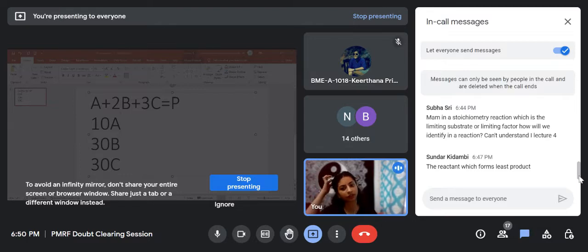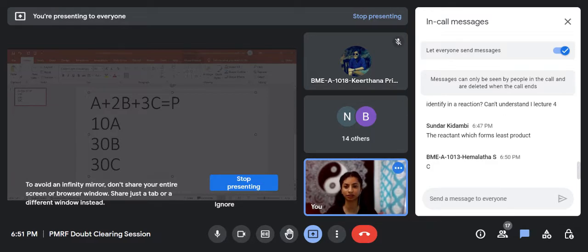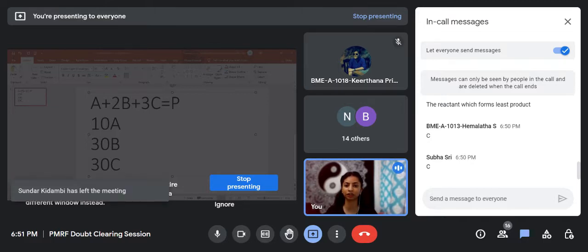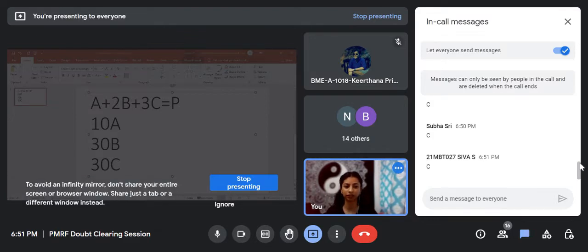Does anyone know the answer? If not, then I'll explain once more. Can anyone guess what it will be? What is limiting in this case, and what is less in this reaction? What will be left over even after some product is formed, because the reaction cannot go further? That is your limiting substrate. C. Okay. So you think it is C. Okay.